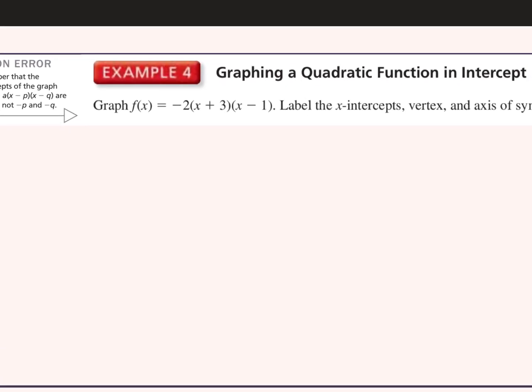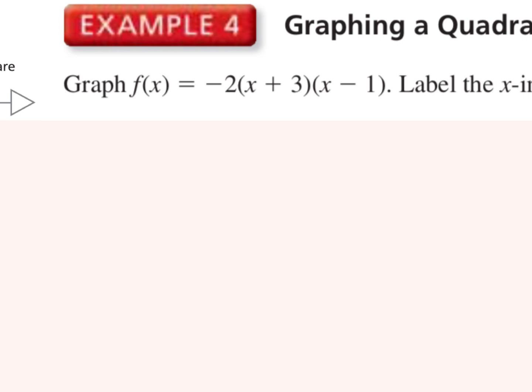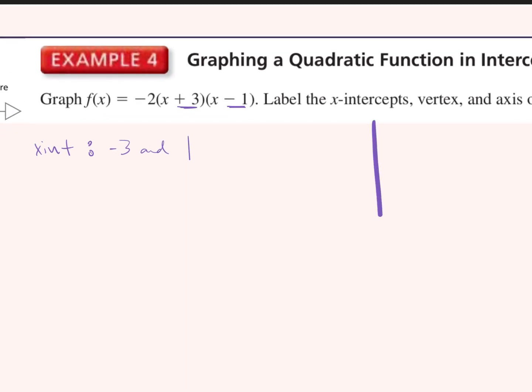All right, so example 4. We want to find the x-intercepts of our graph. So our x-intercepts are whatever we're adding inside the parentheses. We just flip the signs. So our x-intercepts are going to be what? Negative 3 and positive 1. So on my graph, I'm going to cross the x-axis at negative 3 and positive 1.